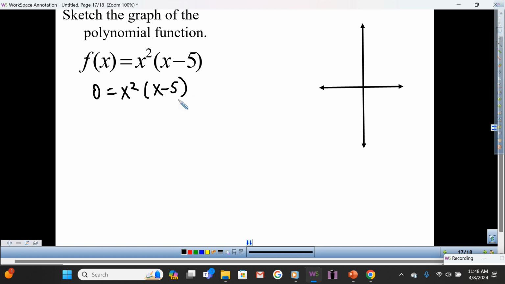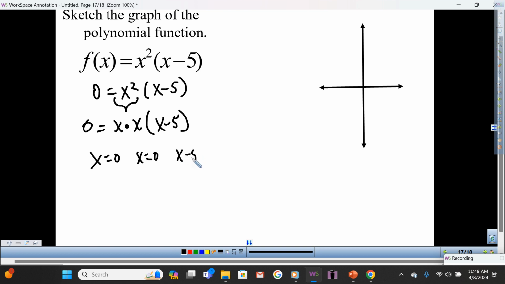Look up, please. Next, set each one equal to 0. However, can I write this one in factored form? Yeah, x times x, right? X times x. Now we set it equal to 0. X equals 0, x equals 0, x minus 5 equals 0, and we solve. This one solves, that one solves, and this one plus 5, x equals 5.